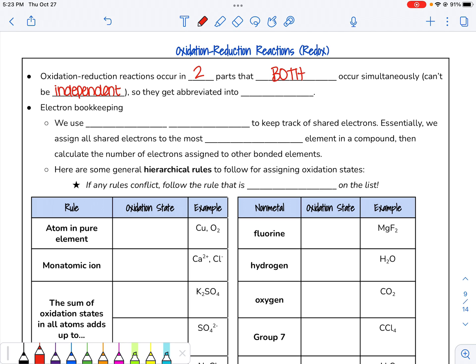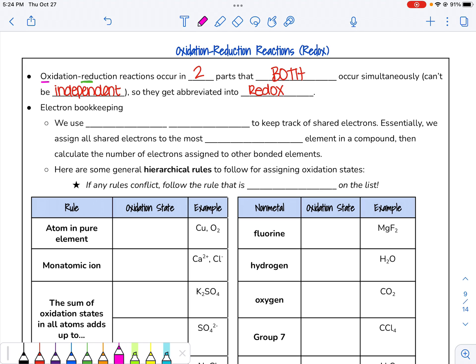So instead of calling them oxidation reduction, which is kind of a mouthful, they get abbreviated into redox. Red coming from the reduction, and then ox coming from the oxidation. Redox sounds better than ox-red, right? So redox makes more sense. Anyway, oxidation reduction reactions are a special type of chemical reaction. In this chemical reaction, there is a transfer of electrons that occurs between two species.